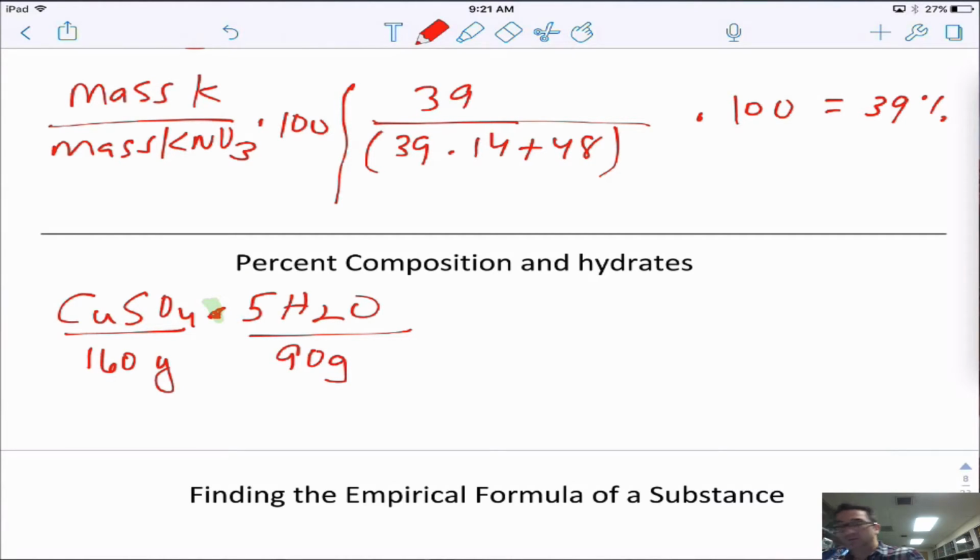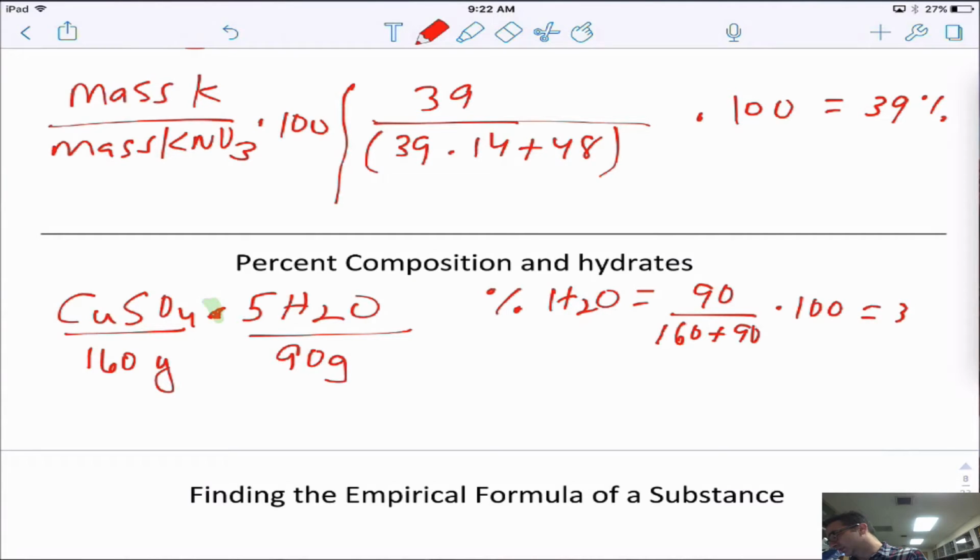So if I wanted you to find the percent composition of water in this, I would do percent of water is equal to 90 divided by 160 plus 90, which is 250. Times this by 100, and then I get 36%. So that's showing you that there's 36% water.